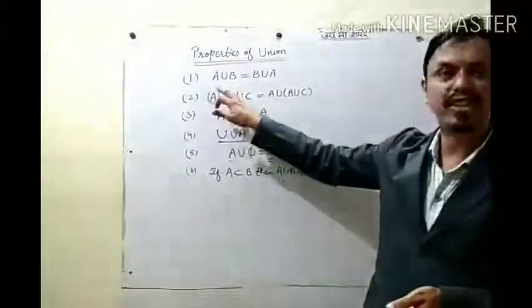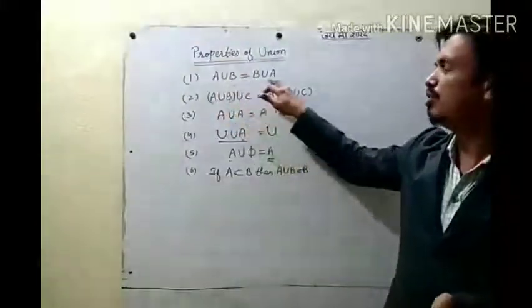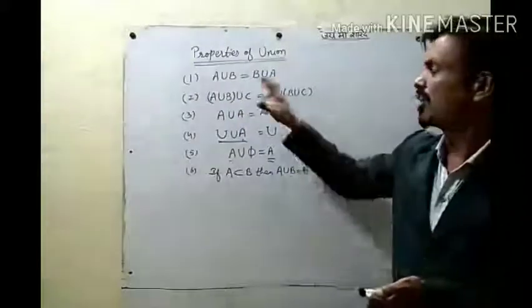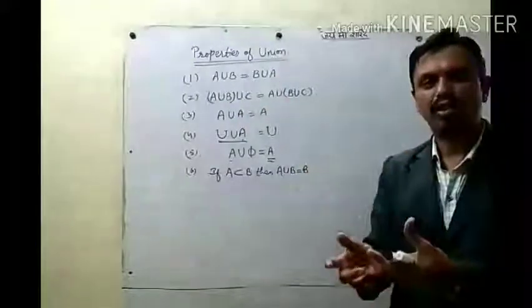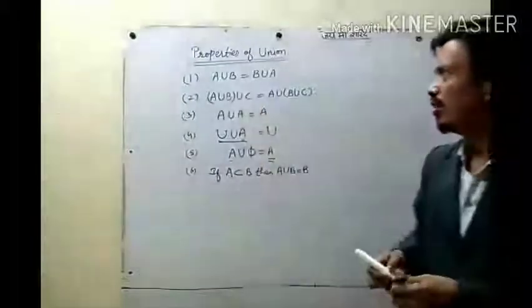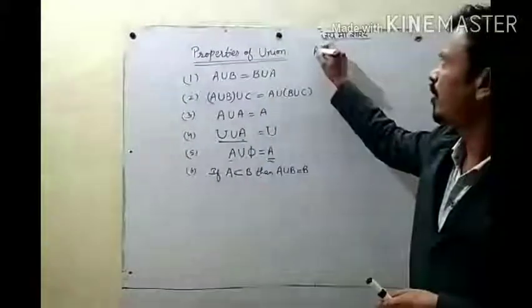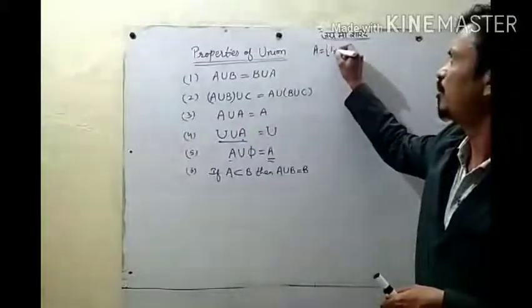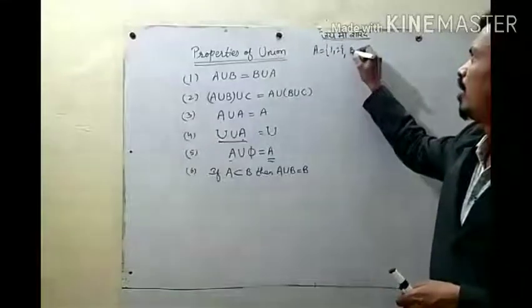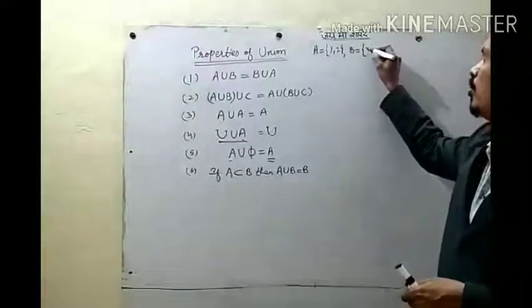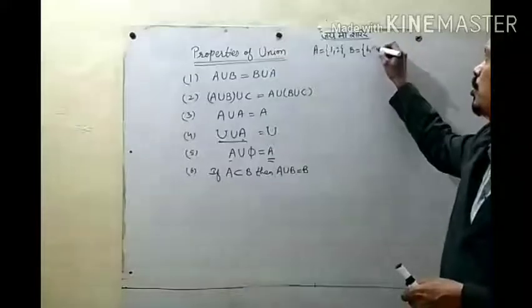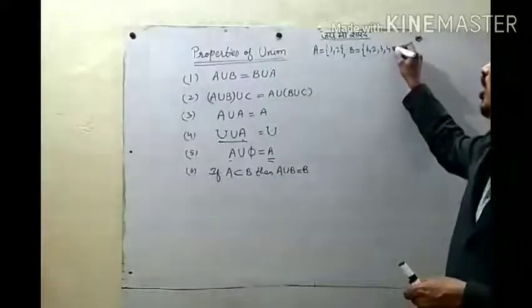The first property of union is A union B is B union A. Union of two sets we can take in any order. Both sets will be same. We can see an example. If we have A set having elements 1, 2 and B set is having 1, 2, 3, 4.